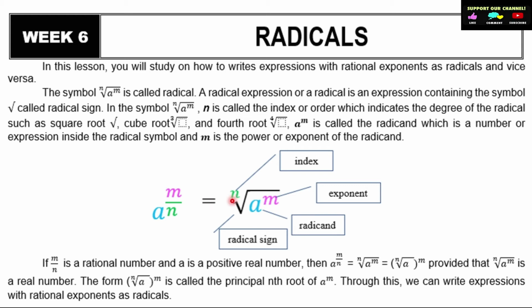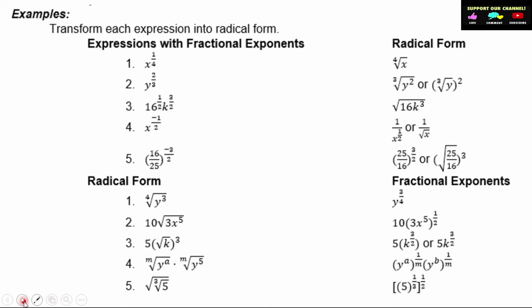Ibutang nimo sa imong square root sign, then ang imong a kopyahon, then ang m nimo remain ra nga exponent. So ang n ra ang mugawas nga imong denominator then butangan nimo og square root. Unsa man ning n, mao ni ang index. Ang m exponent, ang a radicand, ang square root sign mao na itong gitawag og radical sign. Okay? So next direct dayon ni aron dali ra masabtan.